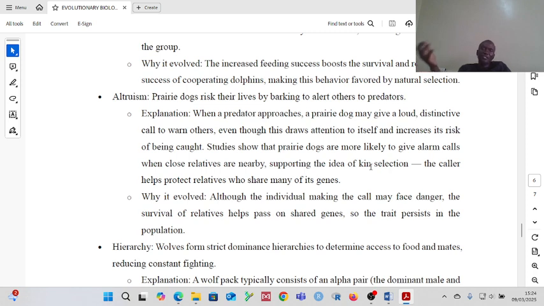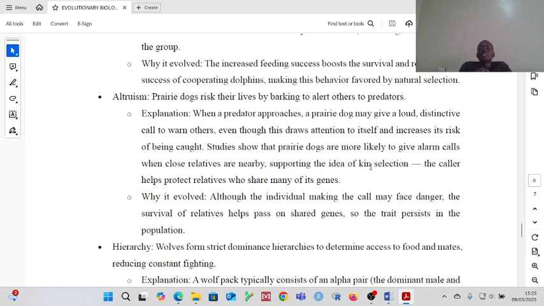As they pass on their genes, they are also passing genes that they share. Okay? They are passing on the genes that they share because they are closely related. So why will such an act, why will such a relationship of altruism evolve? Okay? So although the individual making the call may face the danger, ile yenye imepiga kelele, ile yenye imebweka, yenye imetoa sauti, it risks kuonwa na predators. So it might face a higher level of danger.